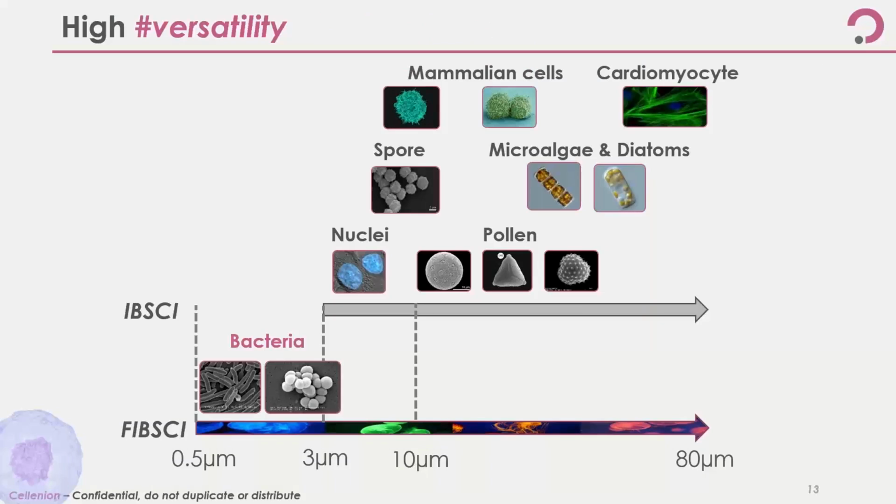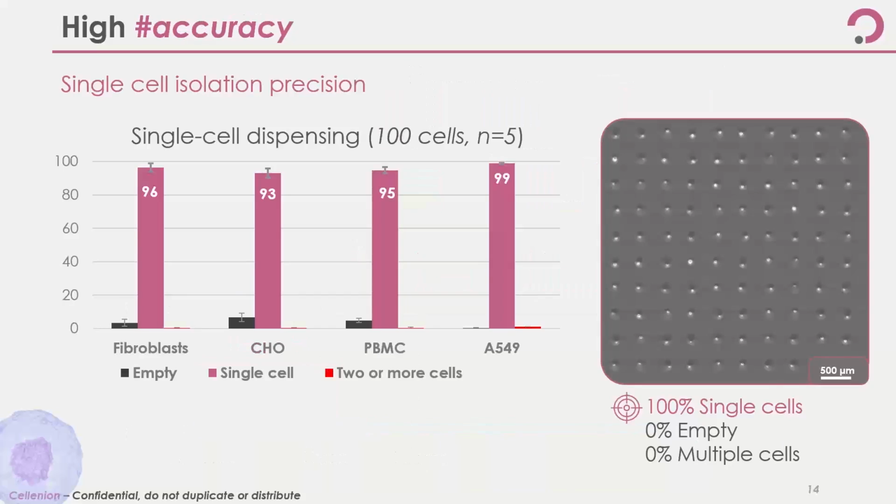So our technology is highly versatile because we can isolate from 0.5 micrometer, so bacteria for example, up to cells that are quite big, so for example cardiomyocytes up to 80 micrometer. Our system is also very accurate. So the single cell isolation precision is very good.